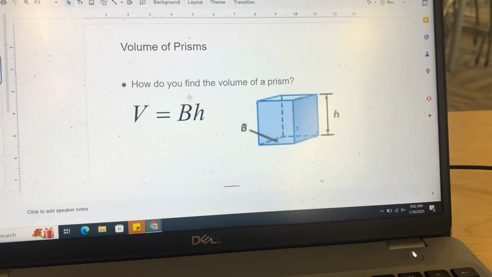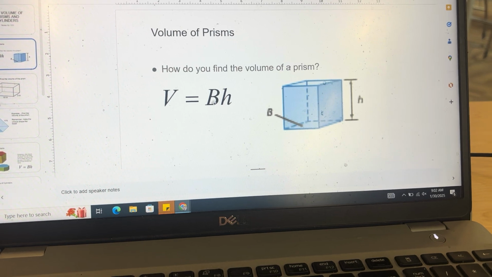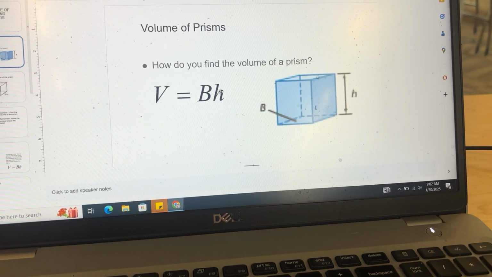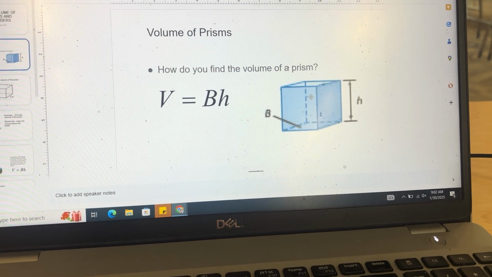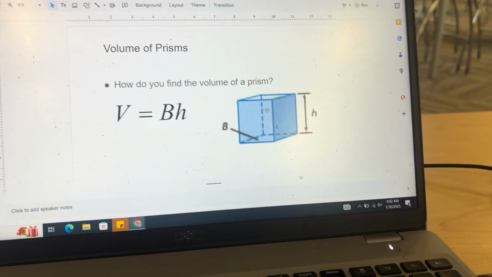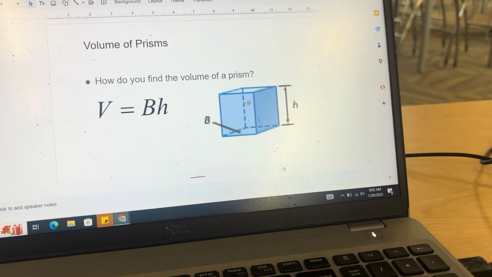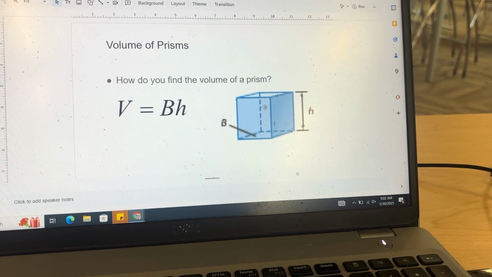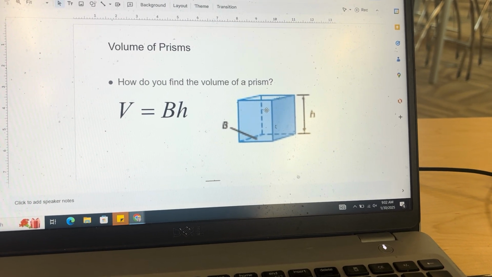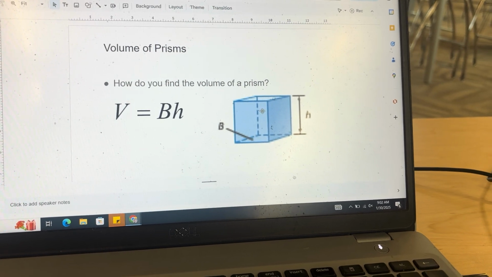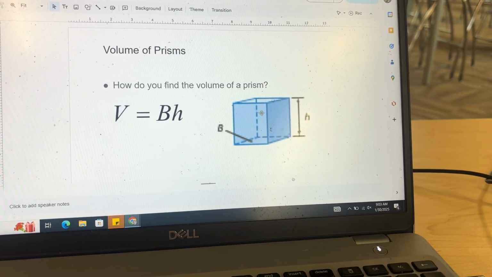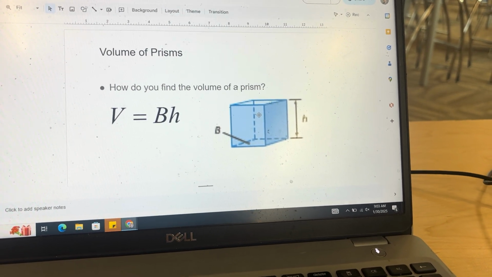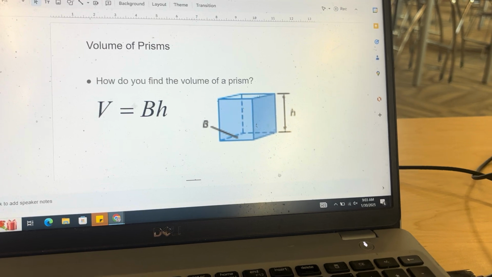When we're doing the volume of a prism, the volume is equal to the big B times H. That's the area of the base being multiplied by the height. If you have a rectangular prism, which is going to be most of what you're dealing with here, then it doesn't matter which one is the base. But if you do have a different shape, it's going to be important that you choose the unique shape as the base. You don't always want to pick the rectangle if you have triangles or pentagons or hexagons or something like that going up the side.